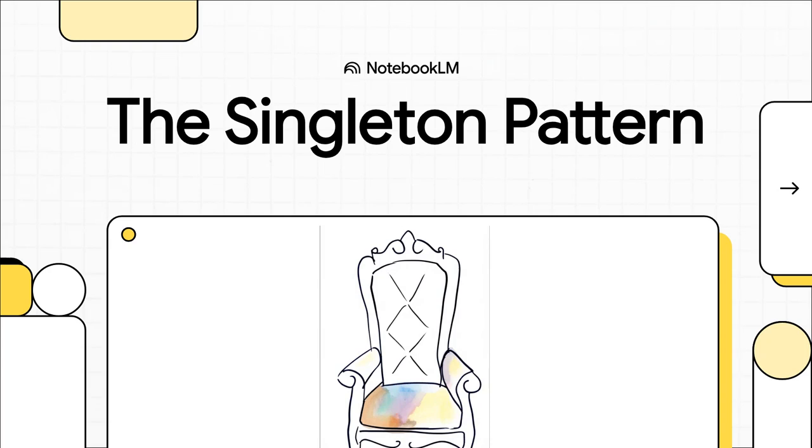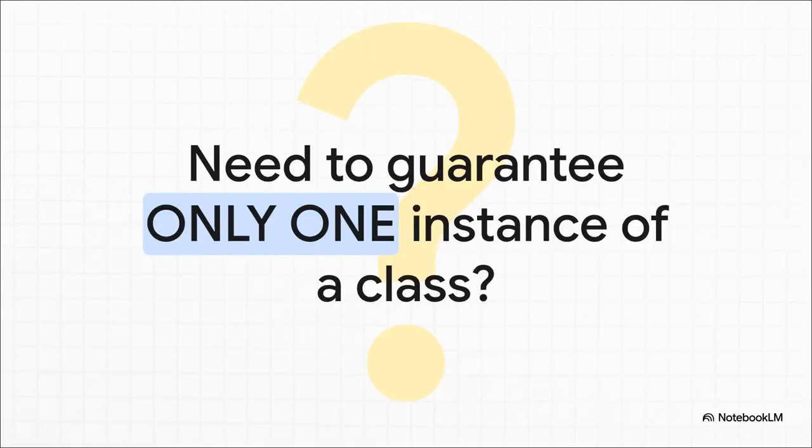All right, let's talk about the Singleton design pattern. We're going to break down how, and maybe more importantly, why you would ever need to make absolutely sure that a class has one and only one instance. So let's get right to the heart of it.